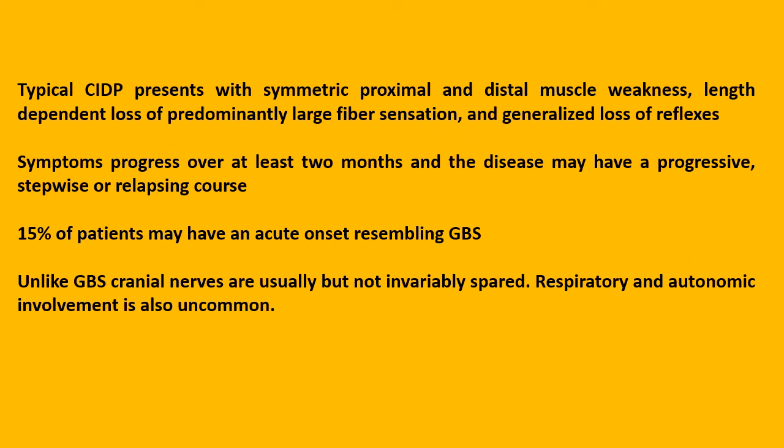Typical CIDP presents with symmetric proximal and distal muscle weakness, length-dependent loss of predominantly large fiber sensation, and generalized loss of reflexes. Symptoms progress over at least 2 months, and the disease may have a progressive, stepwise or relapsing course. 15% of patients may have an acute onset resembling GBS. Unlike GBS, cranial nerves are usually but not invariably spared. Respiratory and autonomic involvement is also uncommon.